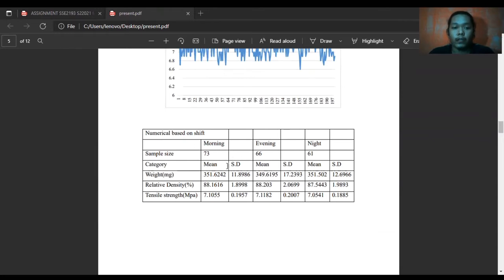In the morning, the sample size is 73, and this is the mean and standard deviation calculated on the morning shift. On the evening shift, the sample size is 66, and this is the mean and standard deviation calculated on the evening shift. And for the night shift, the sample size is 61, and this is the mean and standard deviation for the night shift. That's all from me for answering part A.